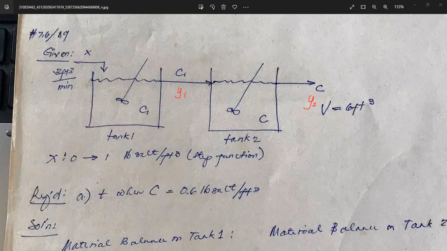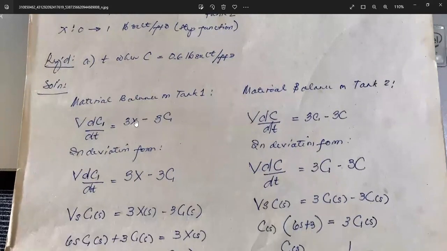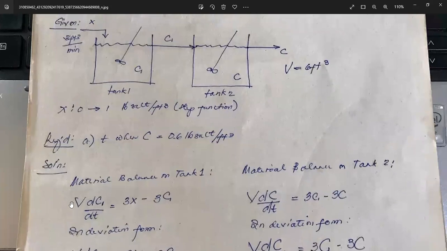So your X changes from 0 to 1 according to a step function. Okay. So 1 pound of salt per cubic feet. So you are required to find the time at which, in my representation, Y2 is equal to 0.6 pounds of salt per cubic feet. Right? So you will do material balance in this case for each of your tanks. So if you do material balance, it would be something like this. So material balance in tank 1, the volume of each of these tanks are the same. So I just presented it as V because they're equal.